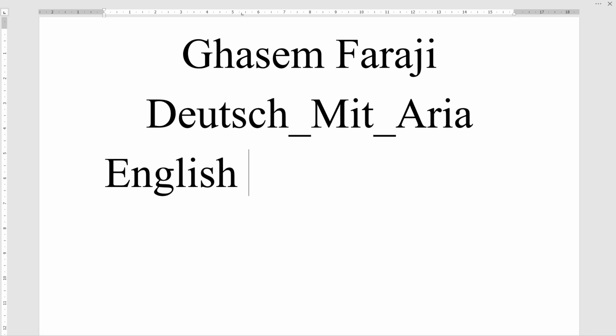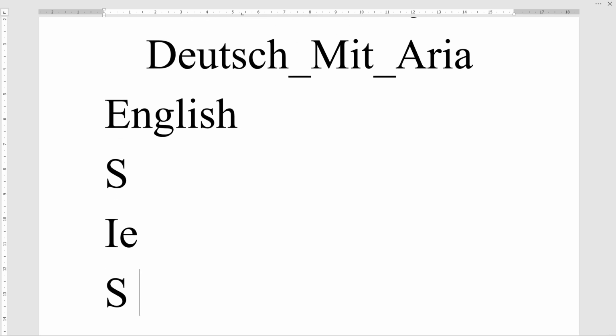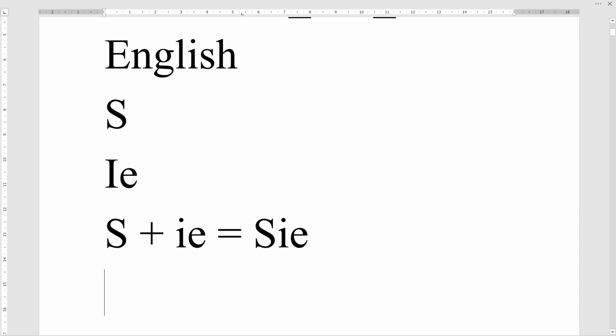Now remember that. If we use S at the beginning of a word, this S has the sound of Z. And IE in German always has the sound of E. Now, if we combine these two, we get Sie, which means the plural you in German. Now, if you want to refer to someone formally and that someone is just one person, you're going to say Sie.